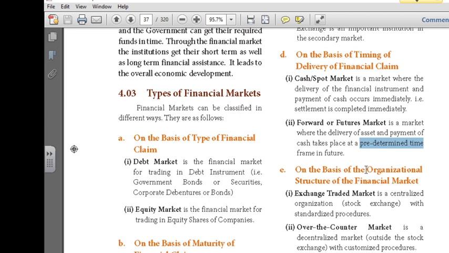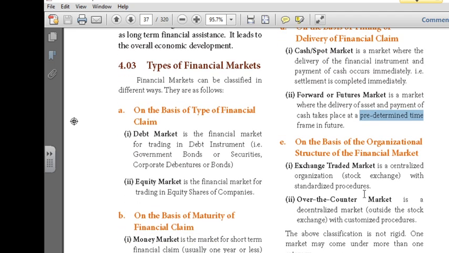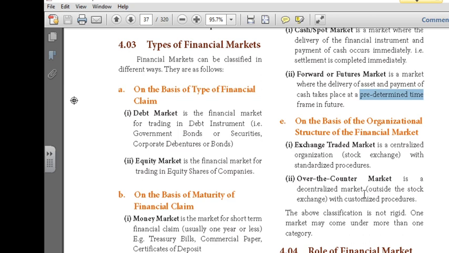Next, on the basis of the structure of the financial market, it is the exchange traded market and the over the counter traded market. The over the counter traded market is a 2-mark question.